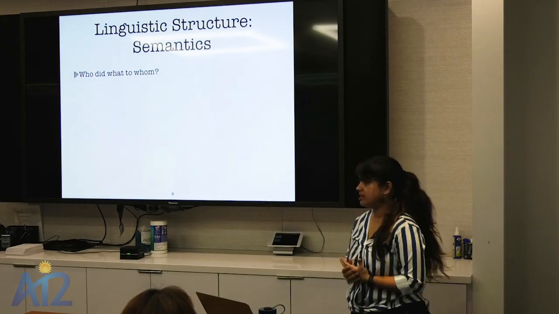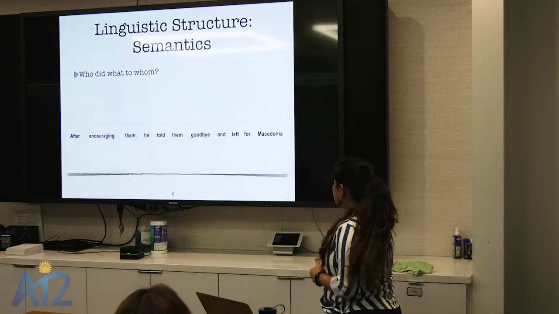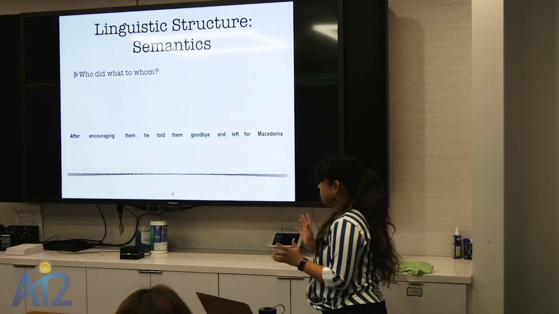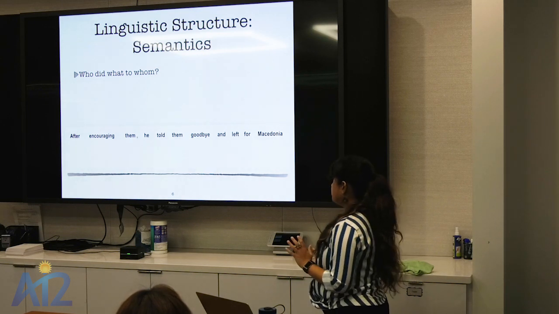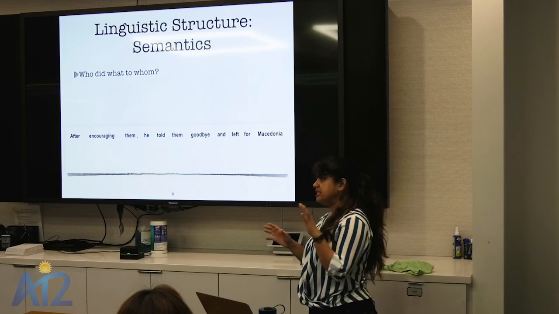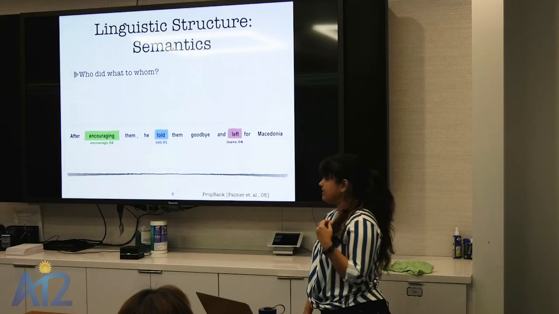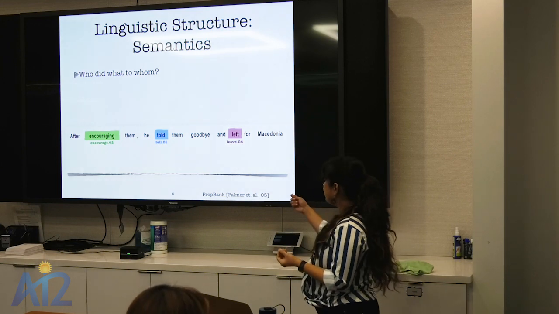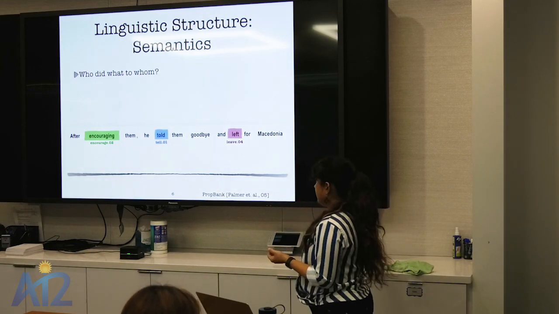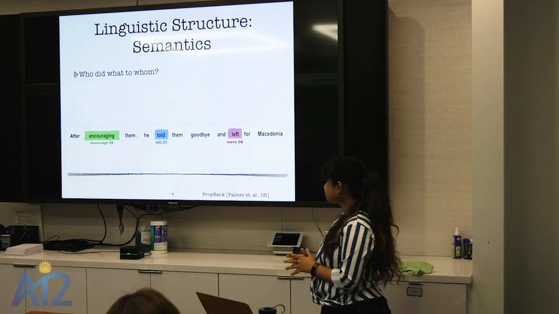So the particular kind of linguistic structure I want to consider in this talk is semantics. Semantics tells us who did what to whom. So let's look at a simpler sentence. After encouraging them, he told them goodbye and left for Macedonia. Even in this simpler sentence, there are 3 different things happening. There is an encouraging event, there is a telling event, and there is a leaving event. So these are the what's in the who did what to whom question.